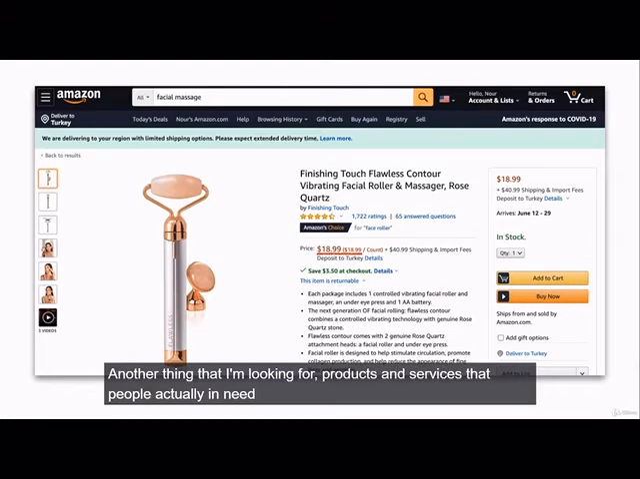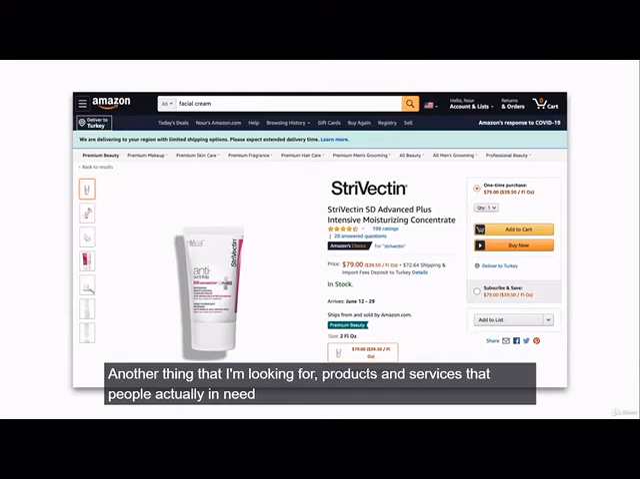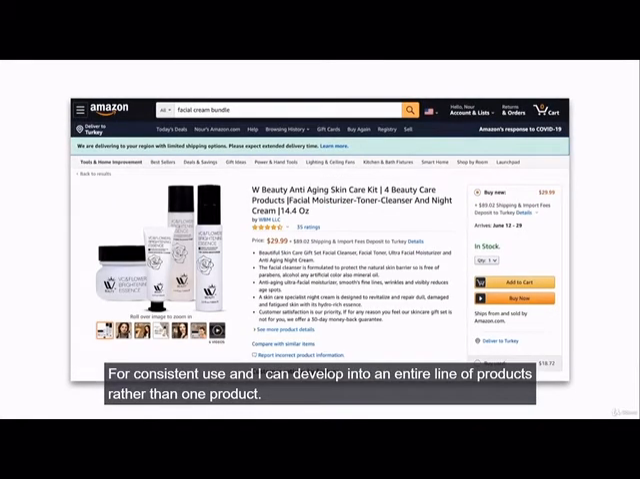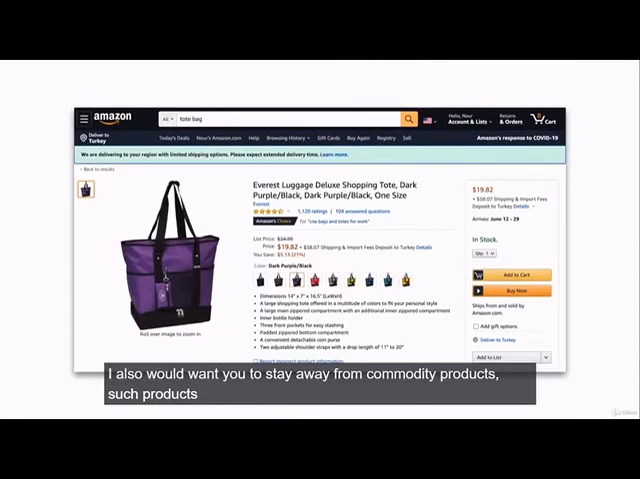Another thing that I'm looking for: products and services that people actually need for consistent use, and I can develop into an entire line of products rather than one product. I want to create opportunities for upsells, cross-sells, and to be able to build an entire brand lifestyle around my products. I also would want you to stay away from commodity products. Such products, no matter how much you try to improve their perceived value, there will always be an expected price tag that already exists in the consumer mind, and it is difficult to sell at a premium price.